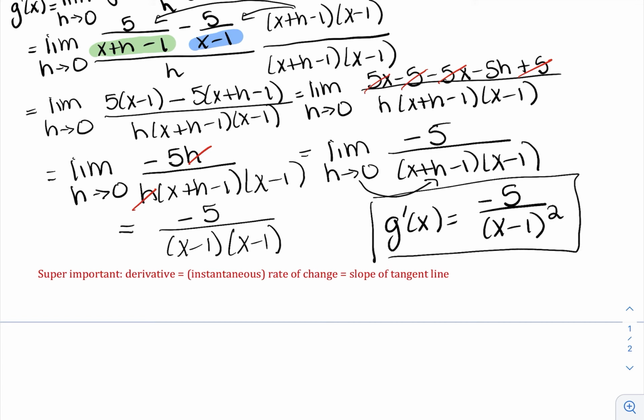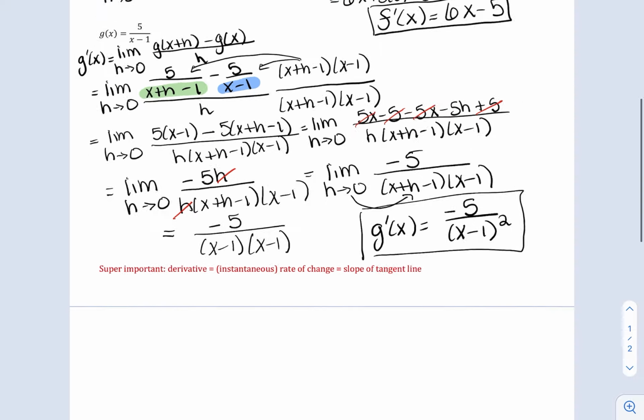So if I wanted to find the rate of change at x is equal to 3, I would plug in x is equal to 3 into the derivative, and that will give me my rate of change, which is the slope of the tangent line. I wrote this at the bottom in red, super important. Really, really try to drill this in, because this is going to be something you're doing for a long time in this class now. The derivative is the rate of change, which is the slope of the tangent line. These three things mean the same thing. So you want to really try to remember that, because when it asks you for one, you need to be able to relate it to another one.